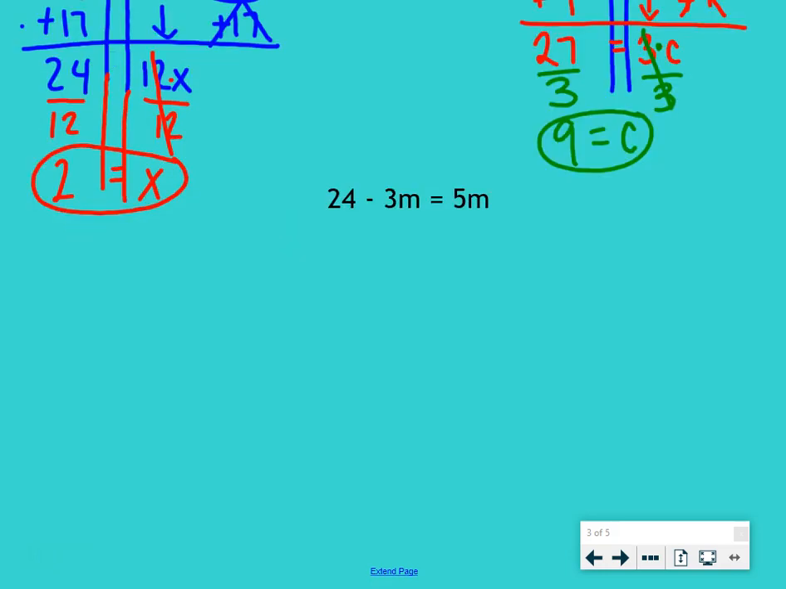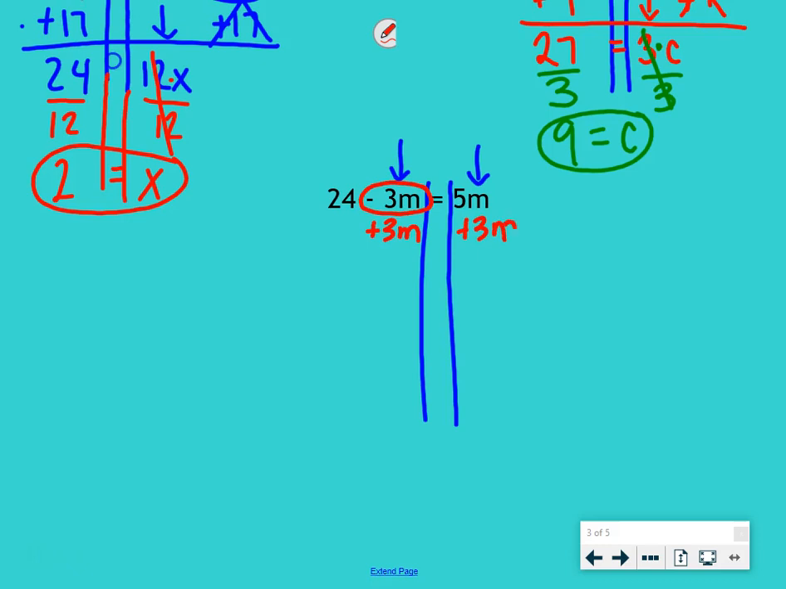Last example here on this page, we have 24 minus 3m equals 5m. M here and M here, we need to get them to one side. So let's move this minus 3m by doing a plus 3m. We do it to one side, we have to do it to the other. 24 comes down. Negative 3m plus 3m makes 0, and 5m plus 3m makes 8m.